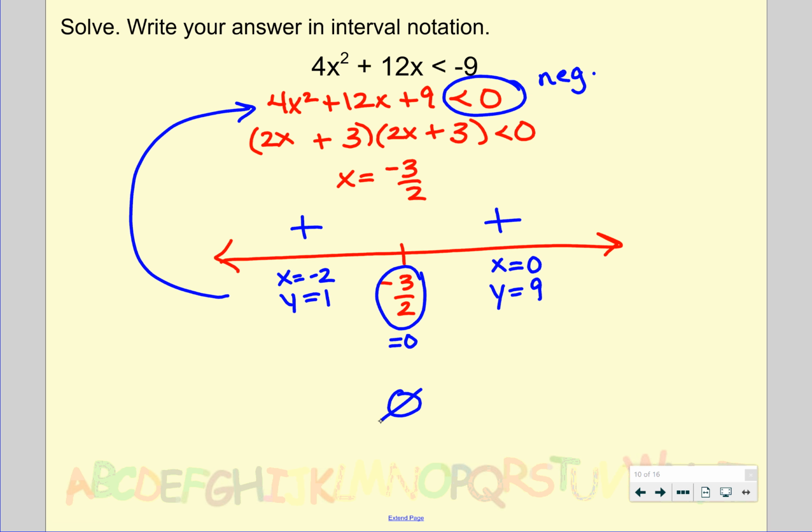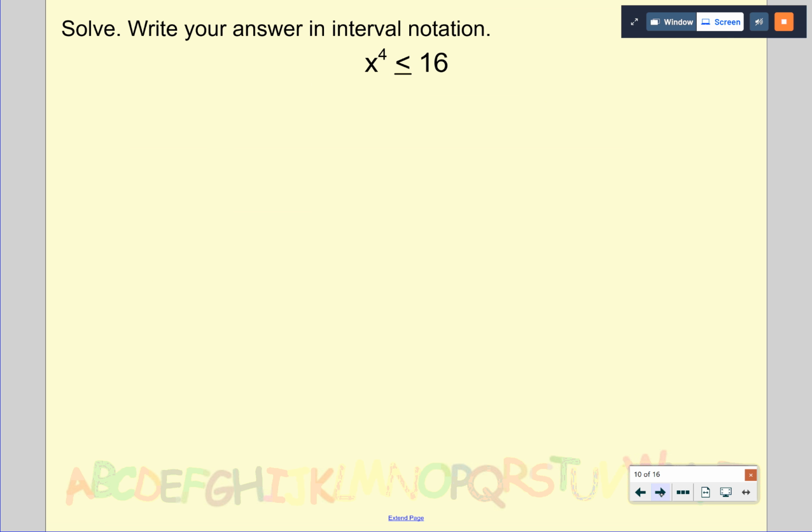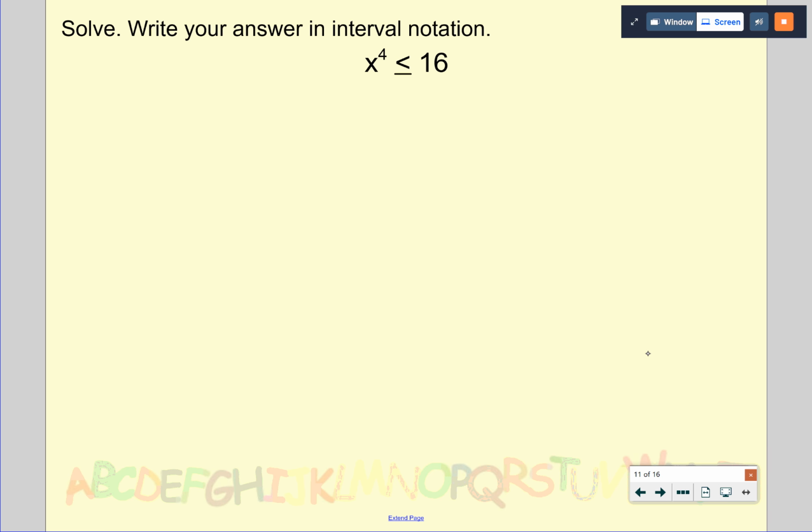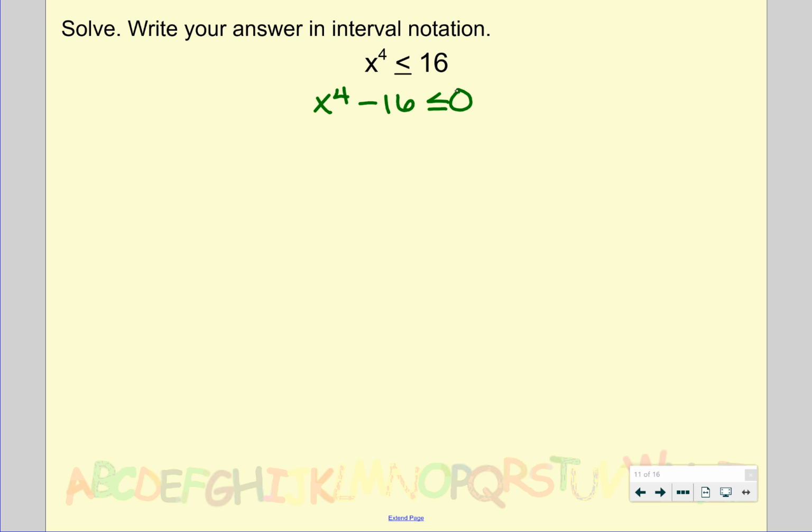Okay? Let's try one more together, like this, and then we'll get to our rational ones. x to the 4th is less than or equal to 16. All right, so compare it to 0. I'm going to move the 16 over. And now we need to factor it.